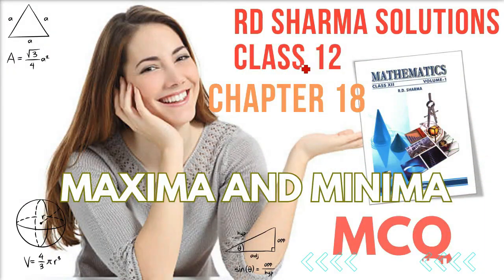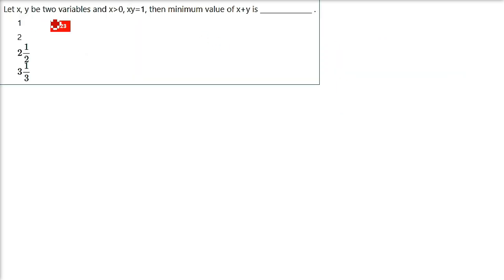This is R.D. Sharma Solution Class 12 Chapter 18, Maxima and Minima MCQ we are taking. Multiple choice questions. Let x, y be two variables and x greater than 0 and x into y equals 1. Then the minimum value of x plus y is.